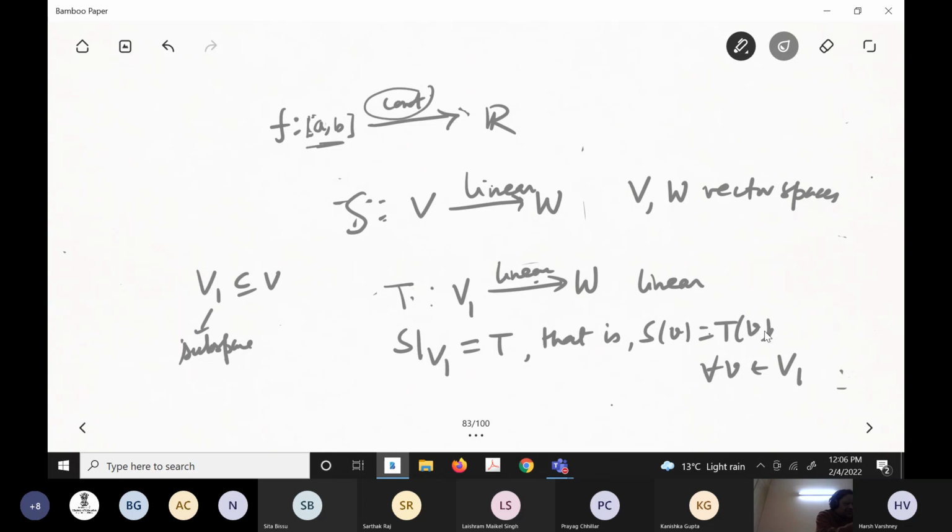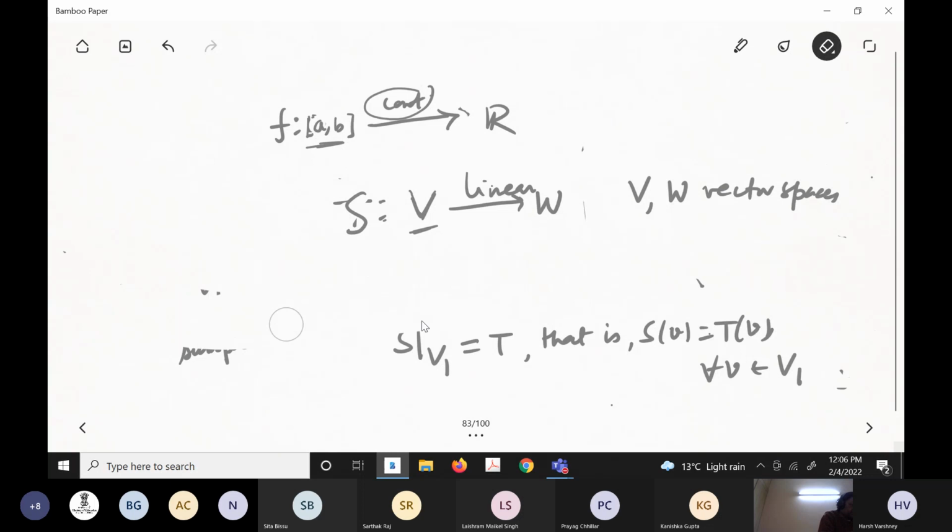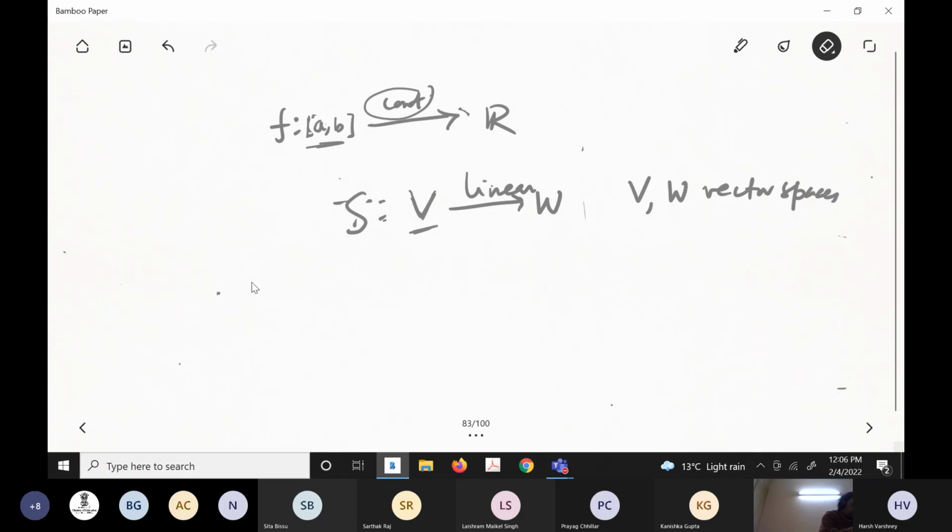If you did finite dimensional linear algebra, if V is finite dimensional, then it's not a problem, because then V1 will be finite dimensional. In general, any linear map is determined uniquely by its image on the basis elements. So suppose V1 is a subspace, V is finite dimensional, and you have a linear map on V1.